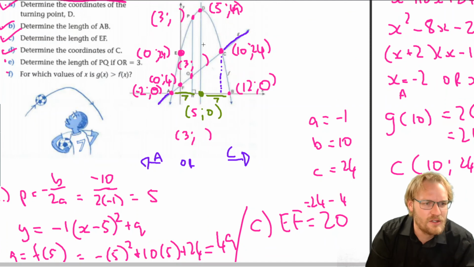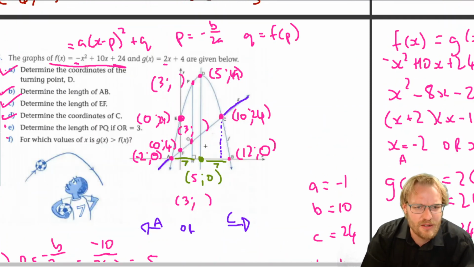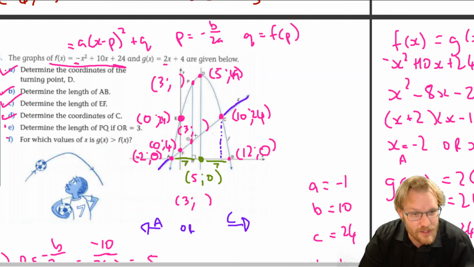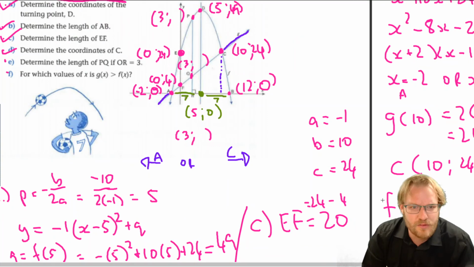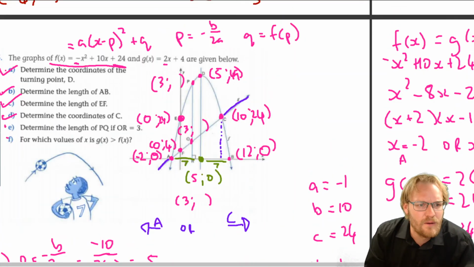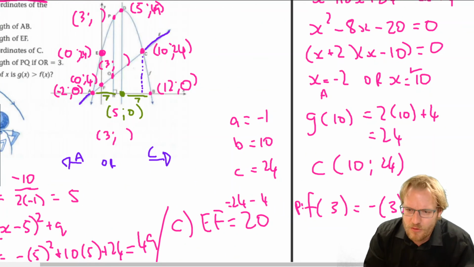Okay, so we found that. Determine the length of PQ if OR equals 3. We've done a few of these. I find them overly complicated for what we're doing, which is just trying to find PQ. We're given the input is 3, so we can work out the output by subbing. P is sitting on F, so this is to do with P. F of 3 equals minus 3 squared plus 10x plus 24, so plus 10 times 3 plus 24.